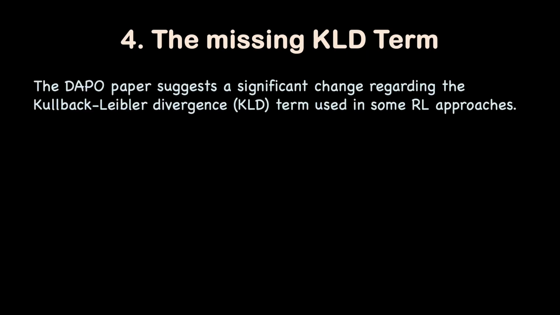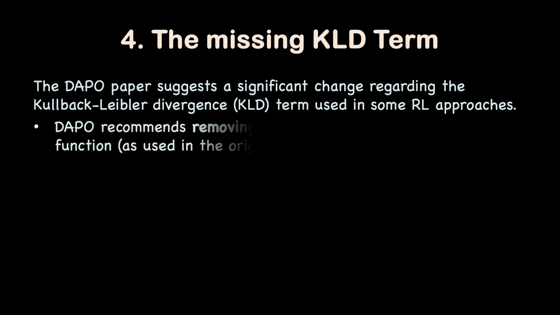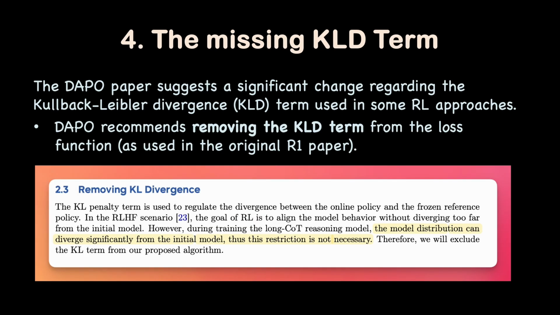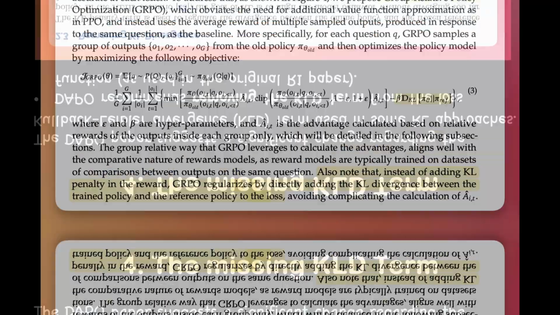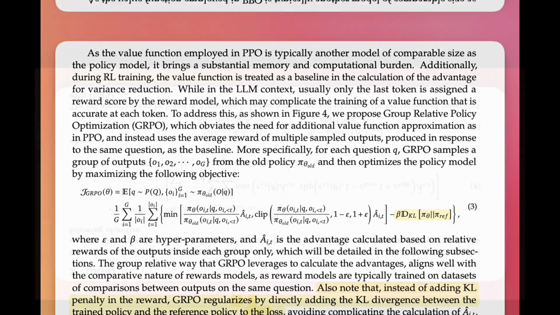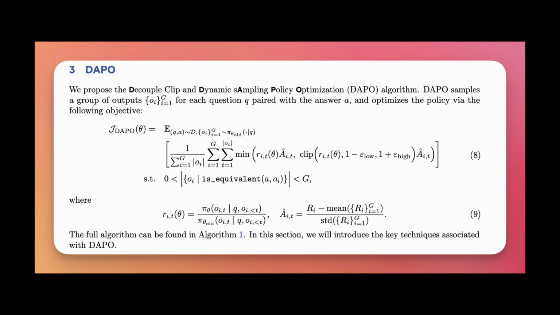The DAPO paper also mentions to remove the KLD term in the original R1 paper. You may have noticed I did not even mention this term in the loss function of this video. See, in the original GRPO paper, the goal of this loss was to ensure that the updating policy is never too far away from the base policy. But DAPO suggests to not use this because the behavior of the policy can drastically change during reasoning, making this KLD term an unnecessary regularization constraint that will restrict the model's future intelligence.